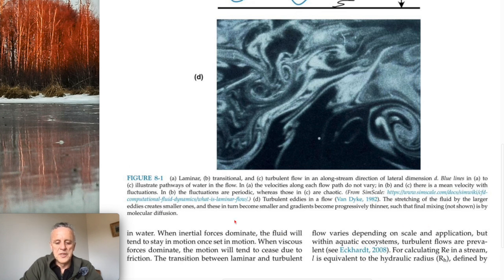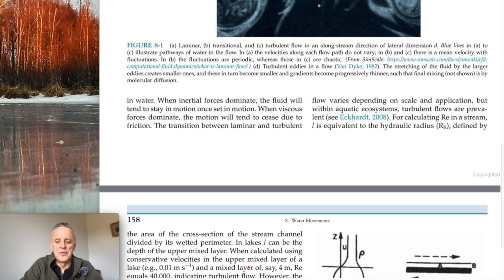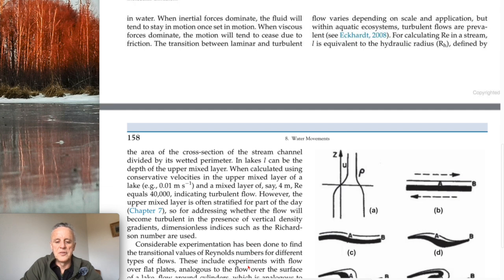When inertial forces dominate, the fluid will tend to stay in motion once in motion. When viscous forces dominate, the motion will tend to cease due to friction. The transition between laminar and turbulent flow varies depending on scale and application, but within aquatic ecosystems, turbulent flows are prevalent. For calculating Re in a stream, L is equivalent to the hydraulic radius R_H, defined by the area of the cross-section of the stream channel divided by its wetted perimeter.